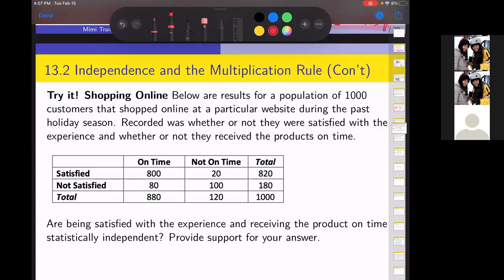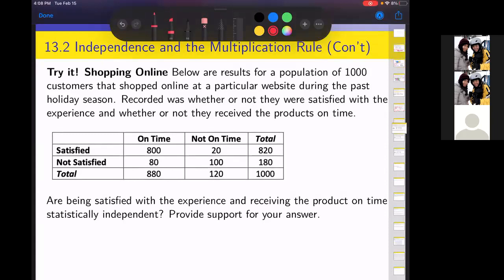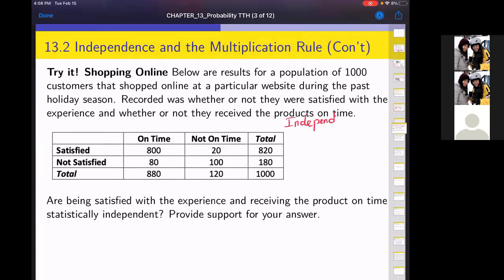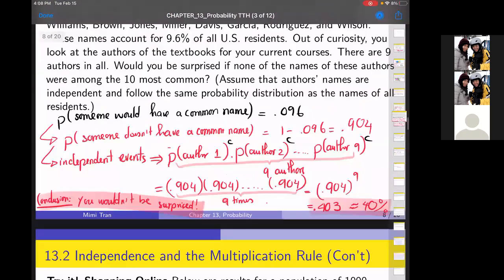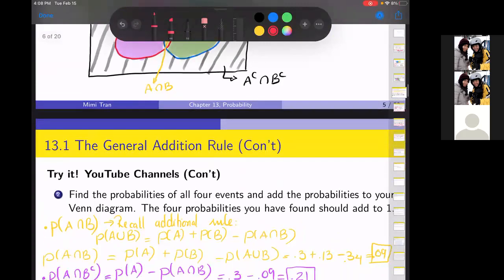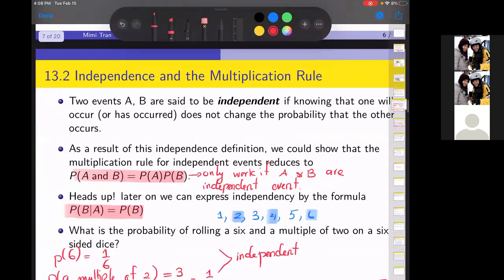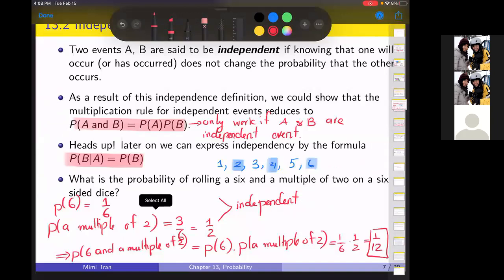Chapter 6? Yeah, chapter 6. Two-way table. Are being satisfied with the experience and receiving the product on time independent? Well, I don't know. We're gonna check it out. So let me remind you: how do I prove something is independent? What do we use? Yes, the multiplication rule. I highlight something here. You either use this one or this one, but right now you don't know how to do this one yet, so we're gonna use that one.